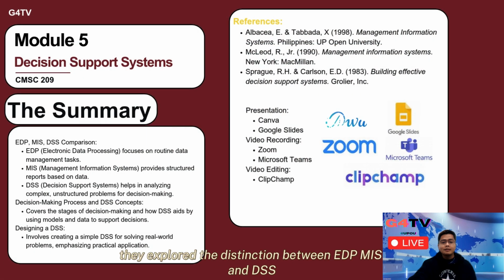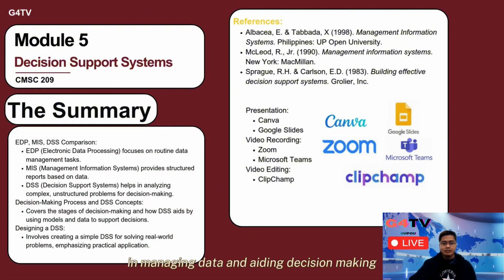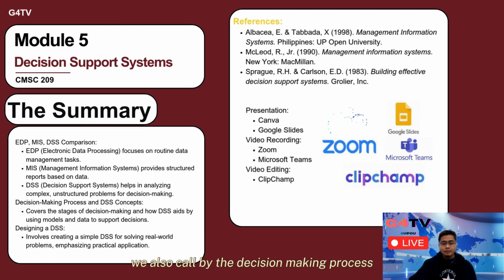In conclusion, we explored the distinction between EDP, MIS, and DSS, emphasizing how each plays a crucial role in managing data and aiding decision-making. EDP handles routine data tasks, MIS generates structured reports, and DSS help analyze complex, unstructured problems. We also covered the decision-making process and the significance of DSS in supporting decisions through data and models. Finally, we discussed how to design a simple DSS for practical use.